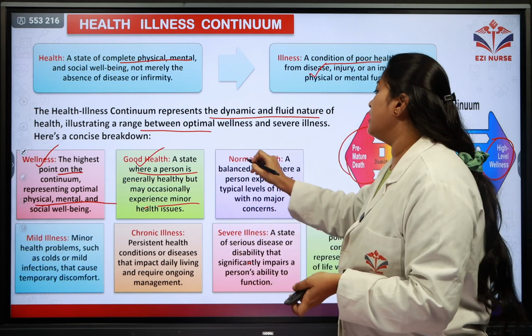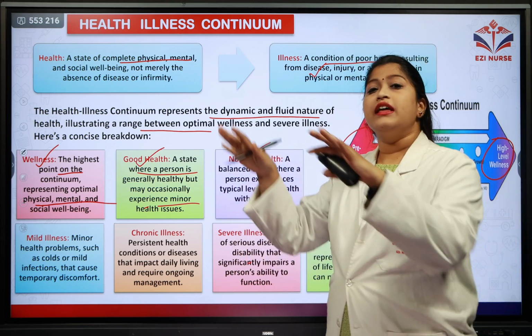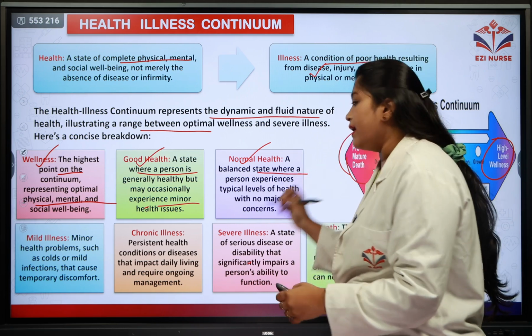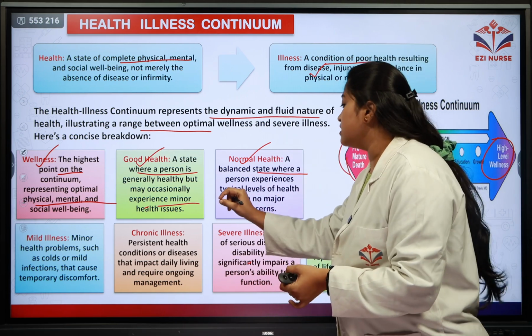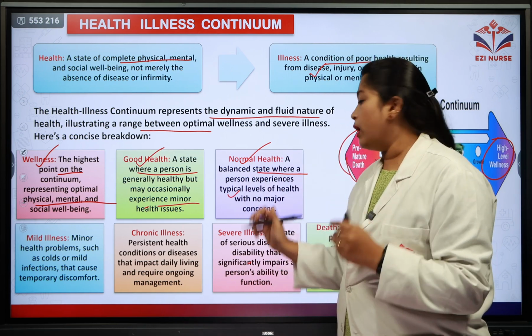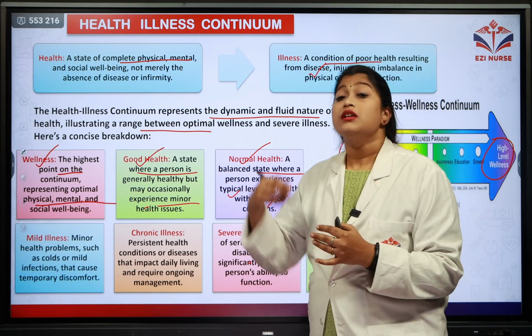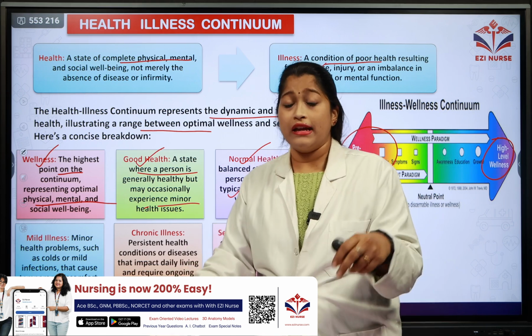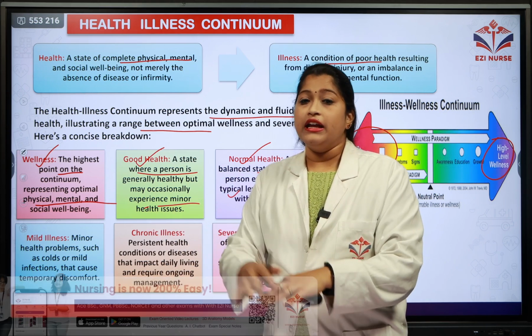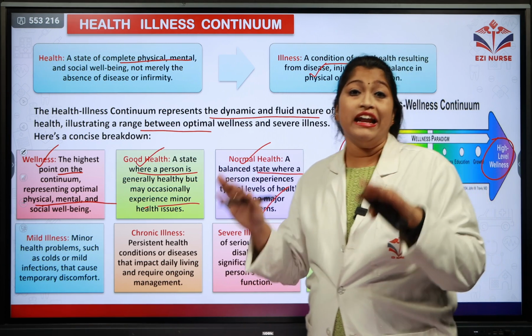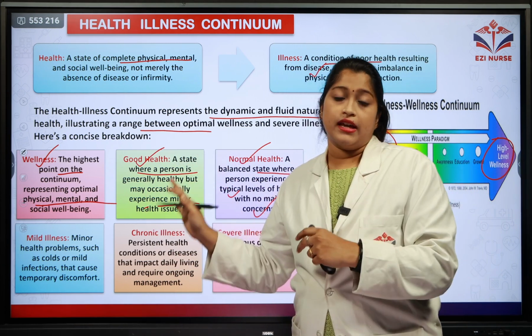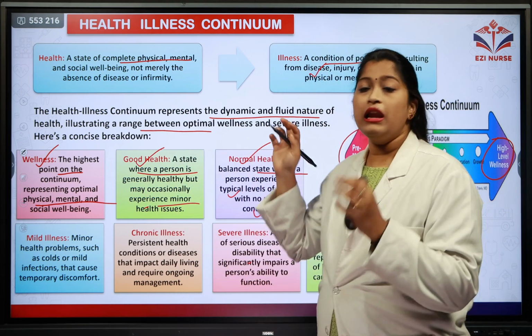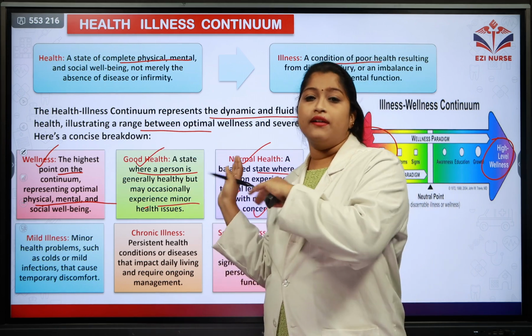The next we will be discussing is normal health. It is a balanced state where a person is experiencing typical levels of health with no major concerns. In the sense, frequently he might get ill for 1 or 2 days, but ultimately there are no major illnesses that he is facing. So it is called normal health. So this is the third point.